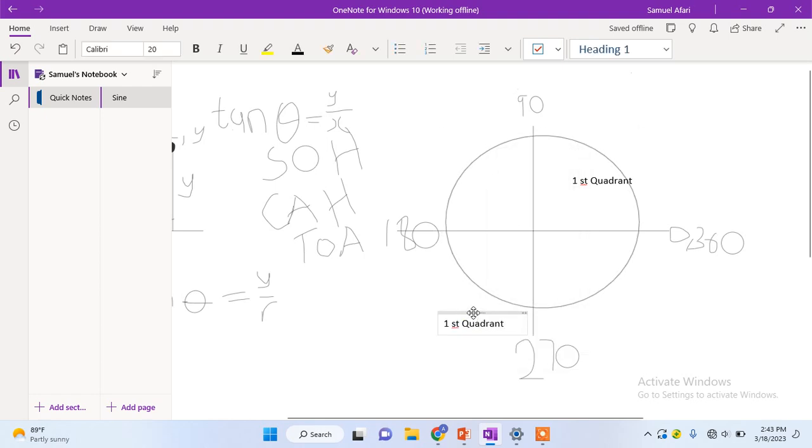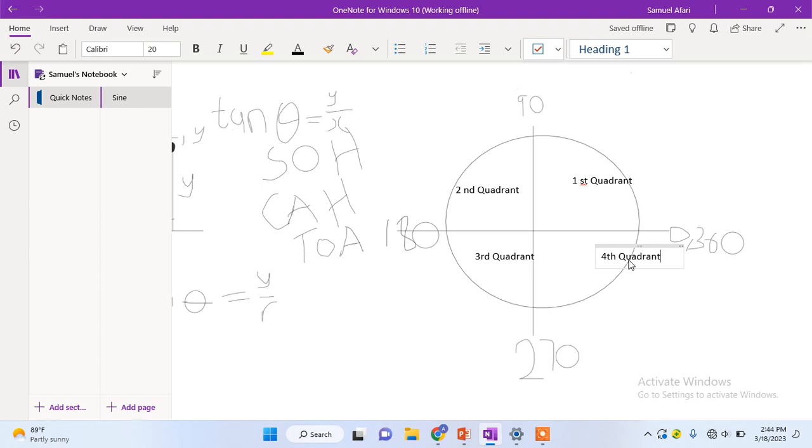So let me move this. This is going to be our second quadrant. Okay, that's our second quadrant. This one is going to be our third quadrant. Okay, and this is our fourth quadrant. So that's our fourth quadrant. Okay, so these are the quadrants.